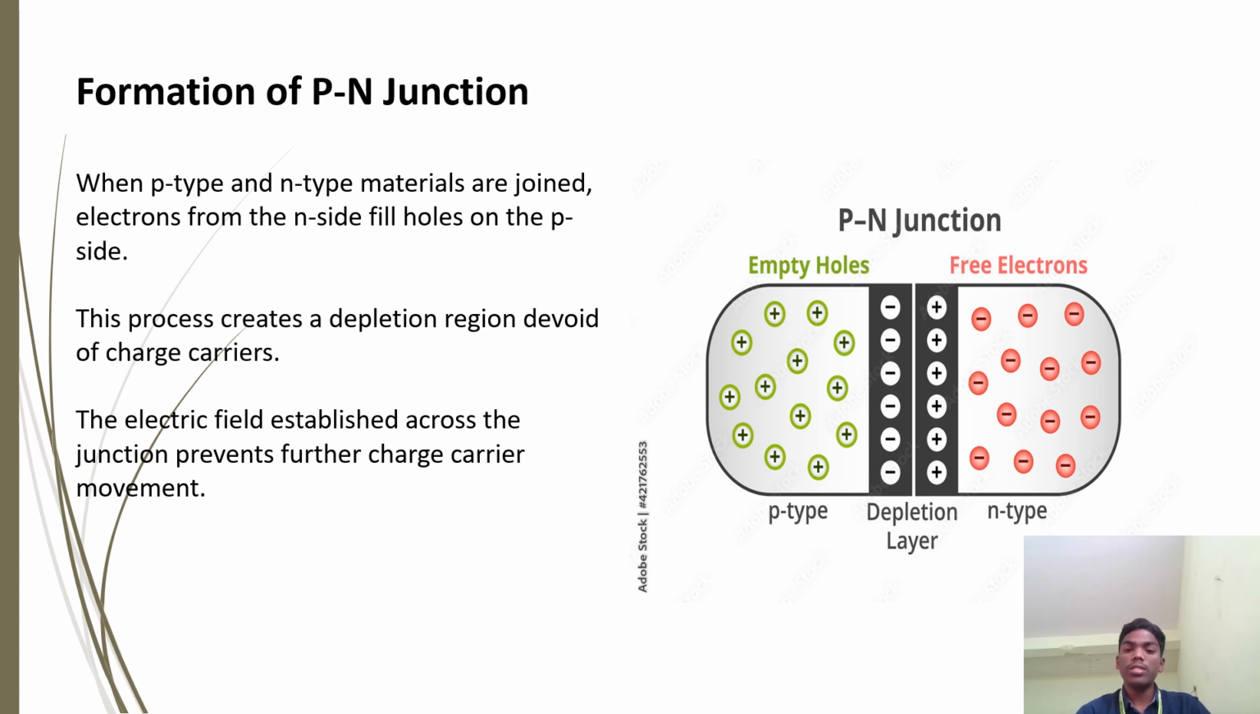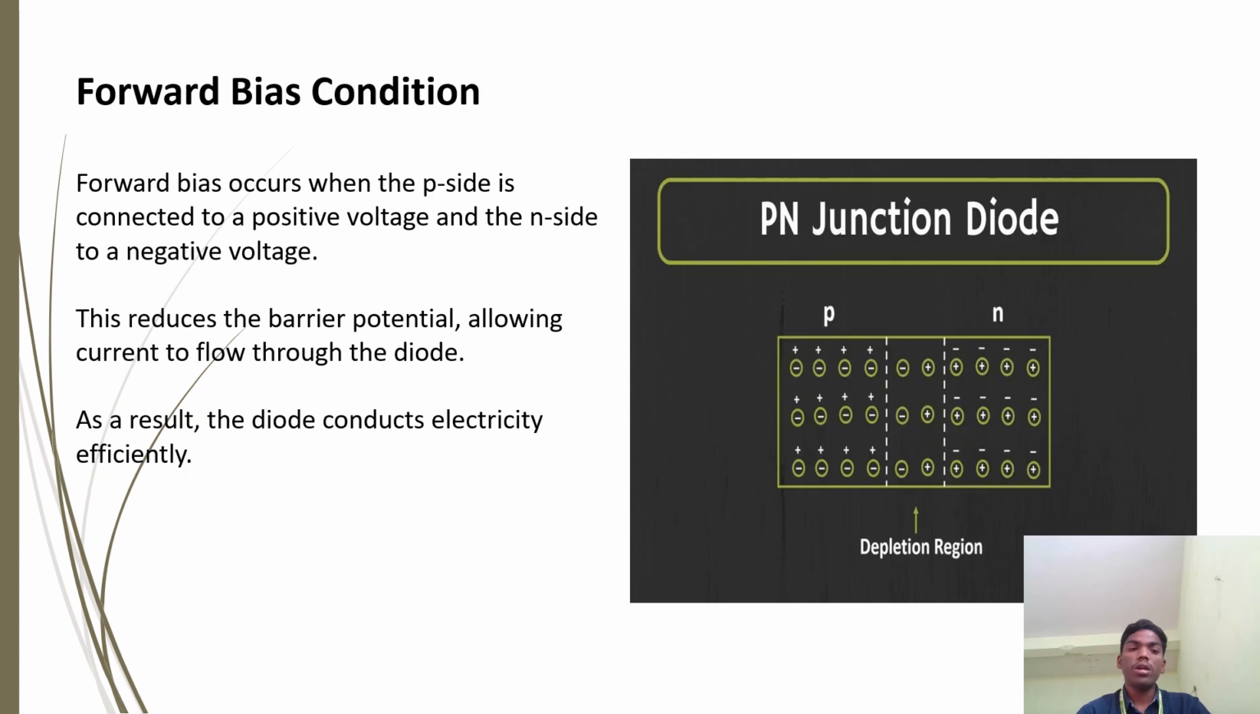And one more thing, the remaining electrons won't diffuse, because when they try to get neutralized, these positive charges will repel each other. So the remaining electrons won't diffuse. To move these charges, we need to provide an external DC voltage. After providing the external DC voltage, now we will see the forward bias condition.